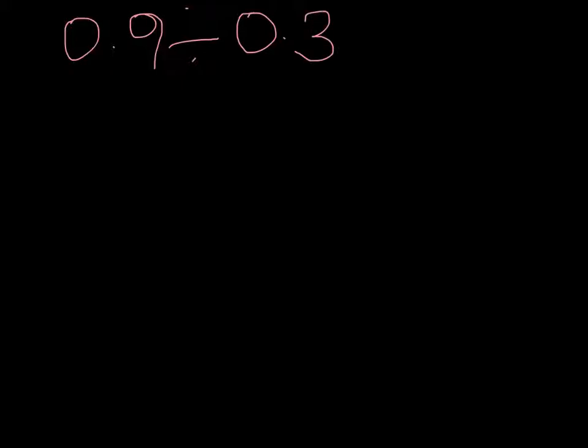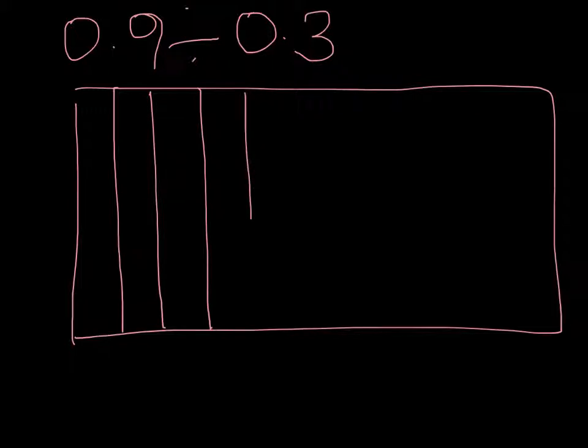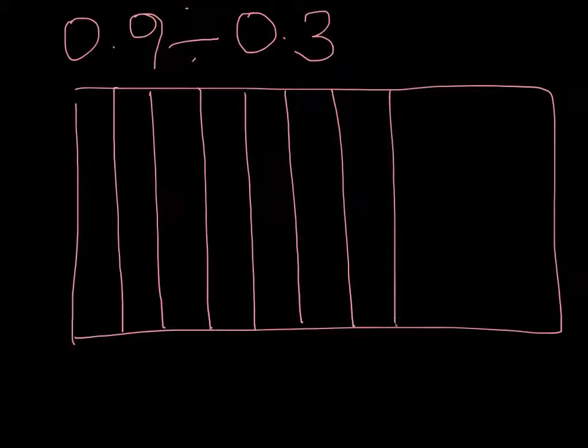First, we would want to draw a rectangle. This rectangle will represent one whole. But now, since we are talking about tenths, we want to divide the rectangle into 10 equal parts. Dividing the rectangle into 10 equal parts represents tenths. So 1, 2, 3, 4, 5, 6, 7, 8, 9, 10.